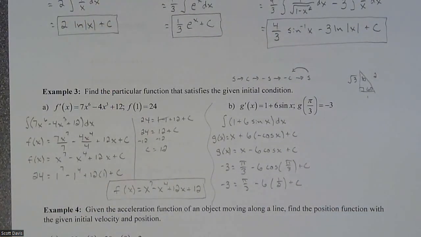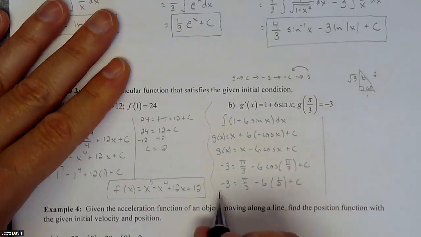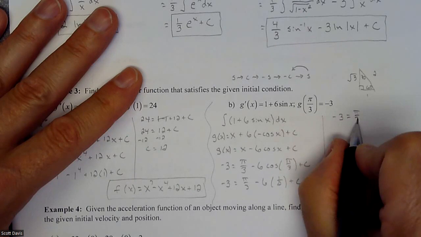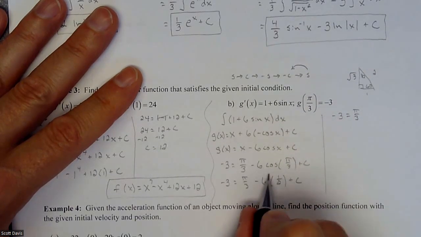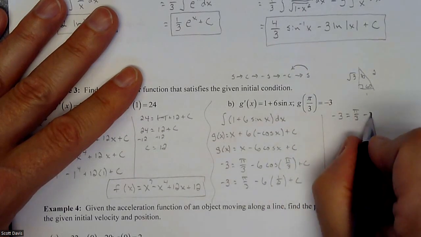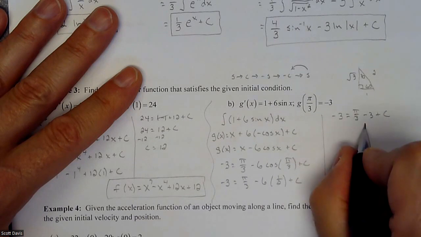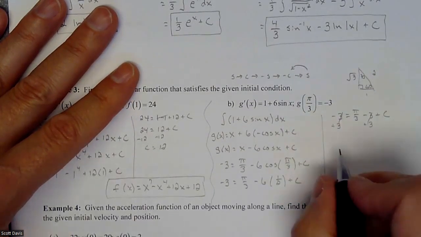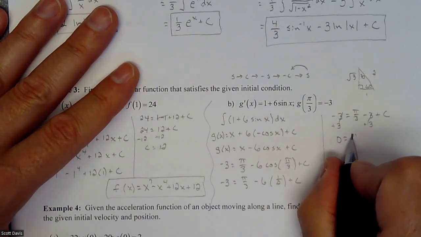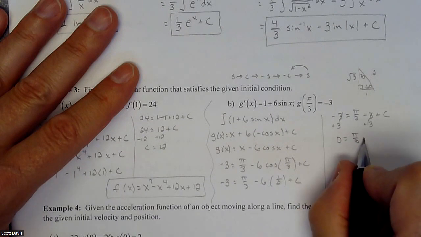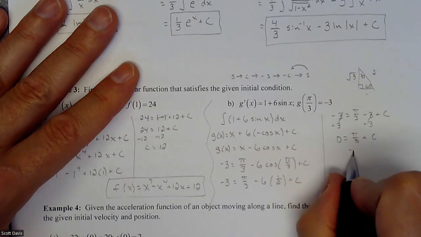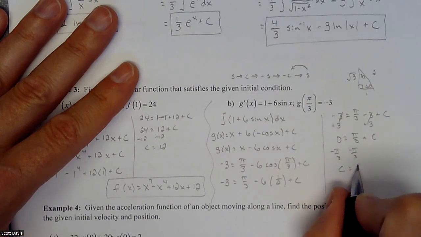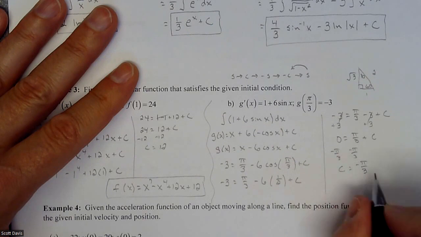All right, so let's figure out the math on this. We have negative 3 equals pi over 3, and then this is going to be a minus 3 plus c. You can add 3 over. Wonderful, that goes away. So we're looking at 0 equals pi over 3 plus that c value. We'll subtract the pi over 3 over. So c is negative pi over 3.